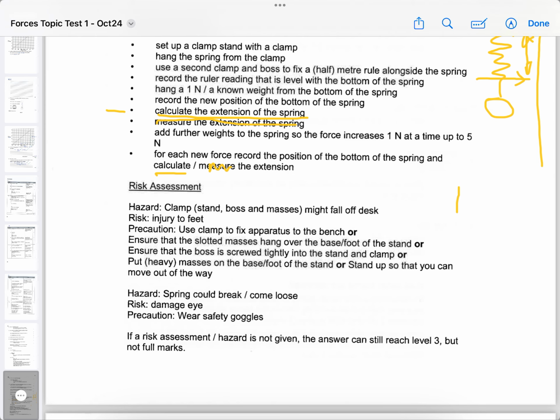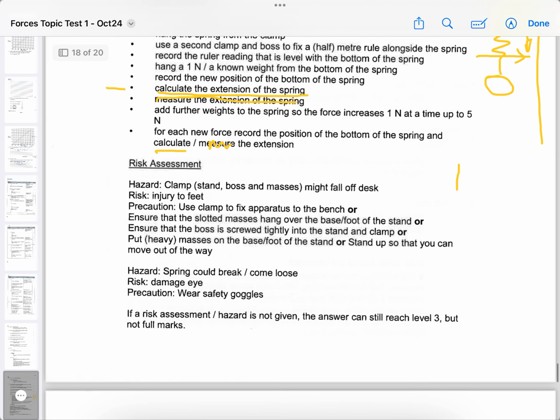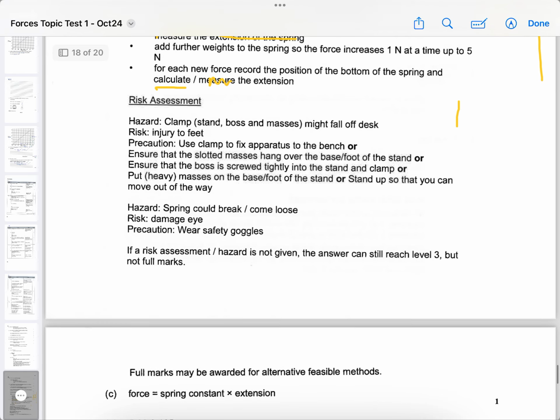Another hazard could be that the spring could break or come loose. The risk is eye damage, so wear safety goggles. As long as you have a sensible answer for your risk, showing that you've thought about safety, that's what they're after. It says if a risk is not given, the answer can still reach level 3, but you'll lose 1 mark because you didn't think about the risk and they've told you.